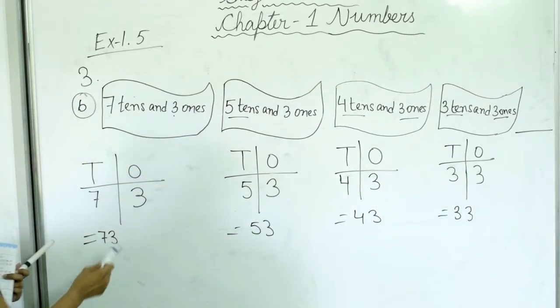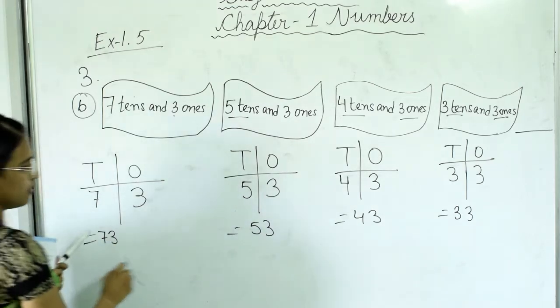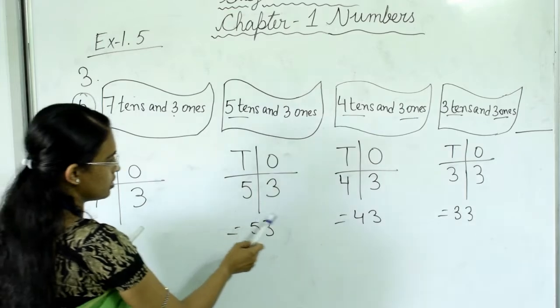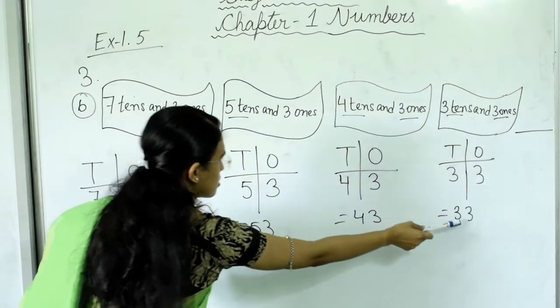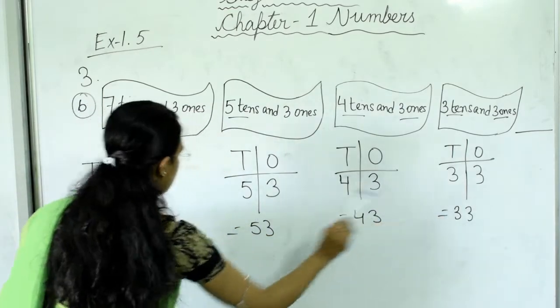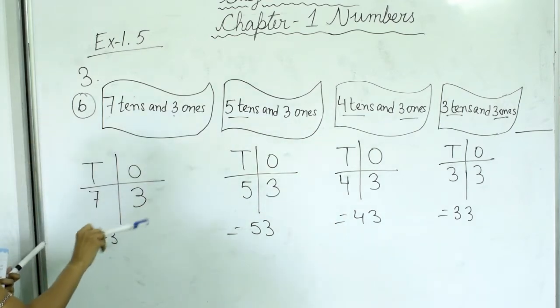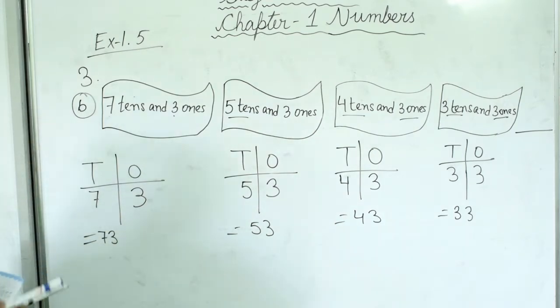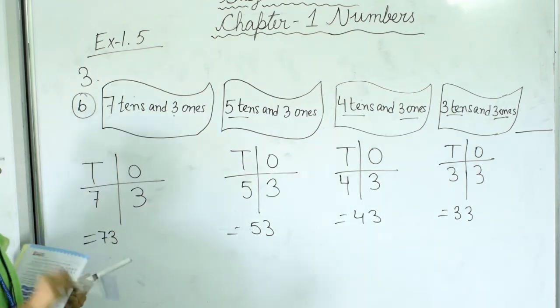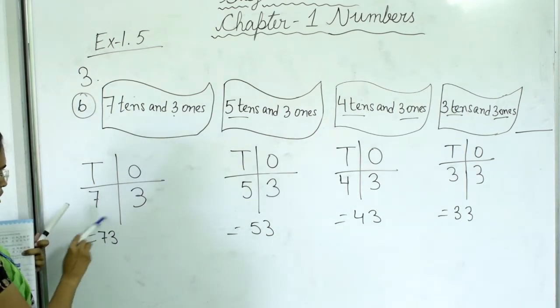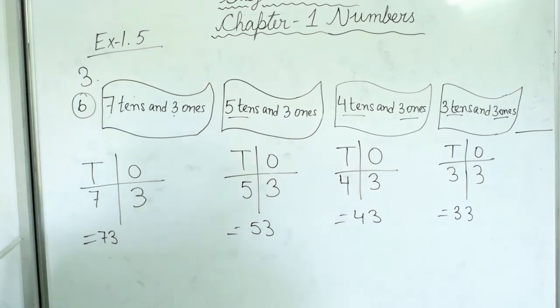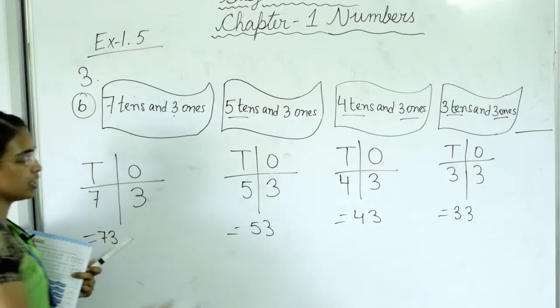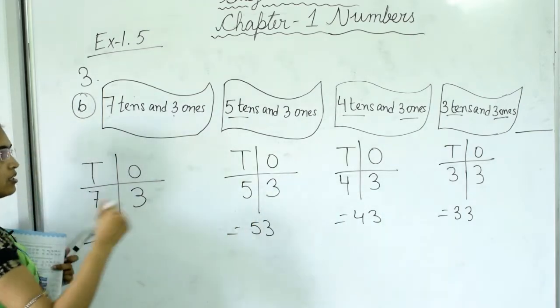That means among these four numbers, 73 is the biggest number, the second biggest is 53, the third one is 43, and the last, that means the smallest number, is 33. So that means it is arranged in which order? Ascending order or descending order? Yes, it is arranged in descending order, because descending order means biggest to the smallest. Okay, so 73, 53, 43 and 33 is arranged in descending order.